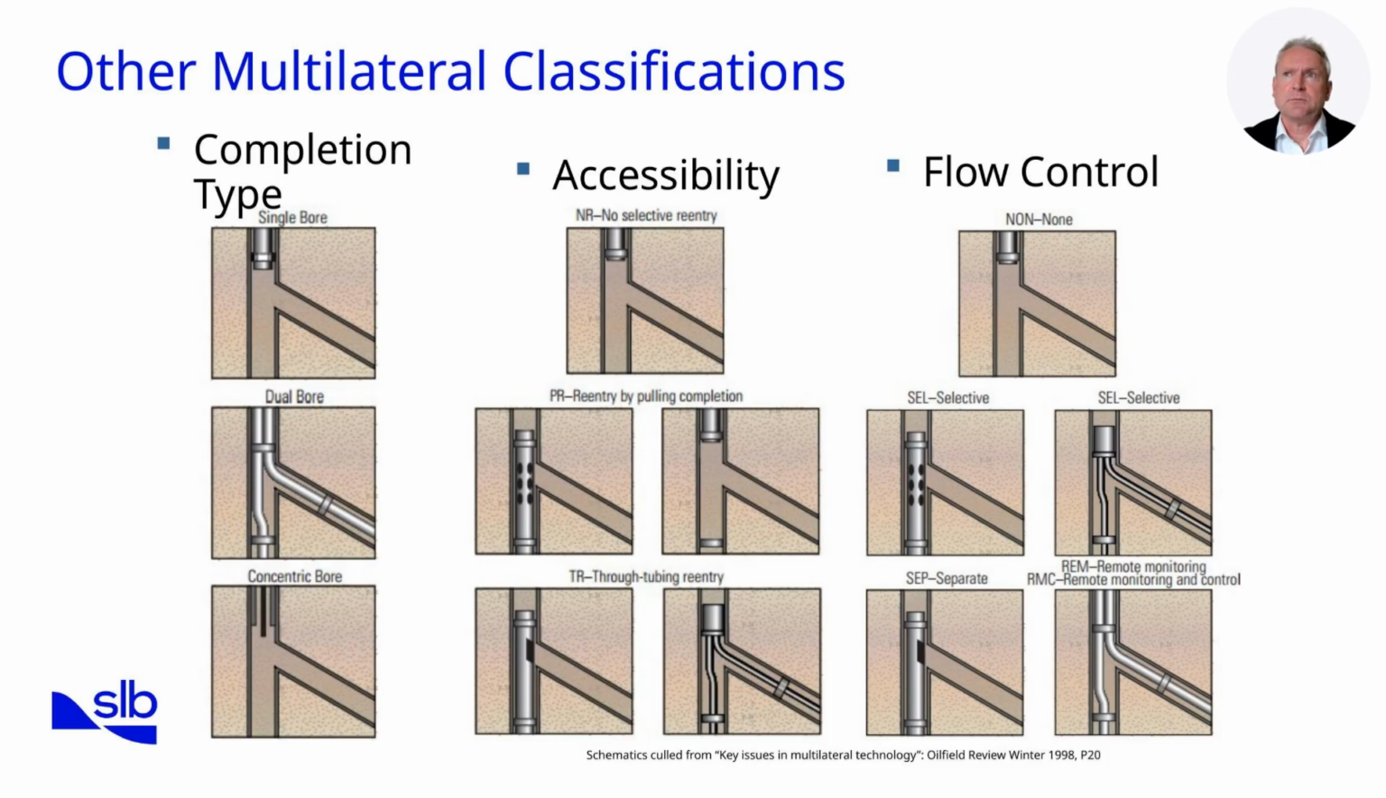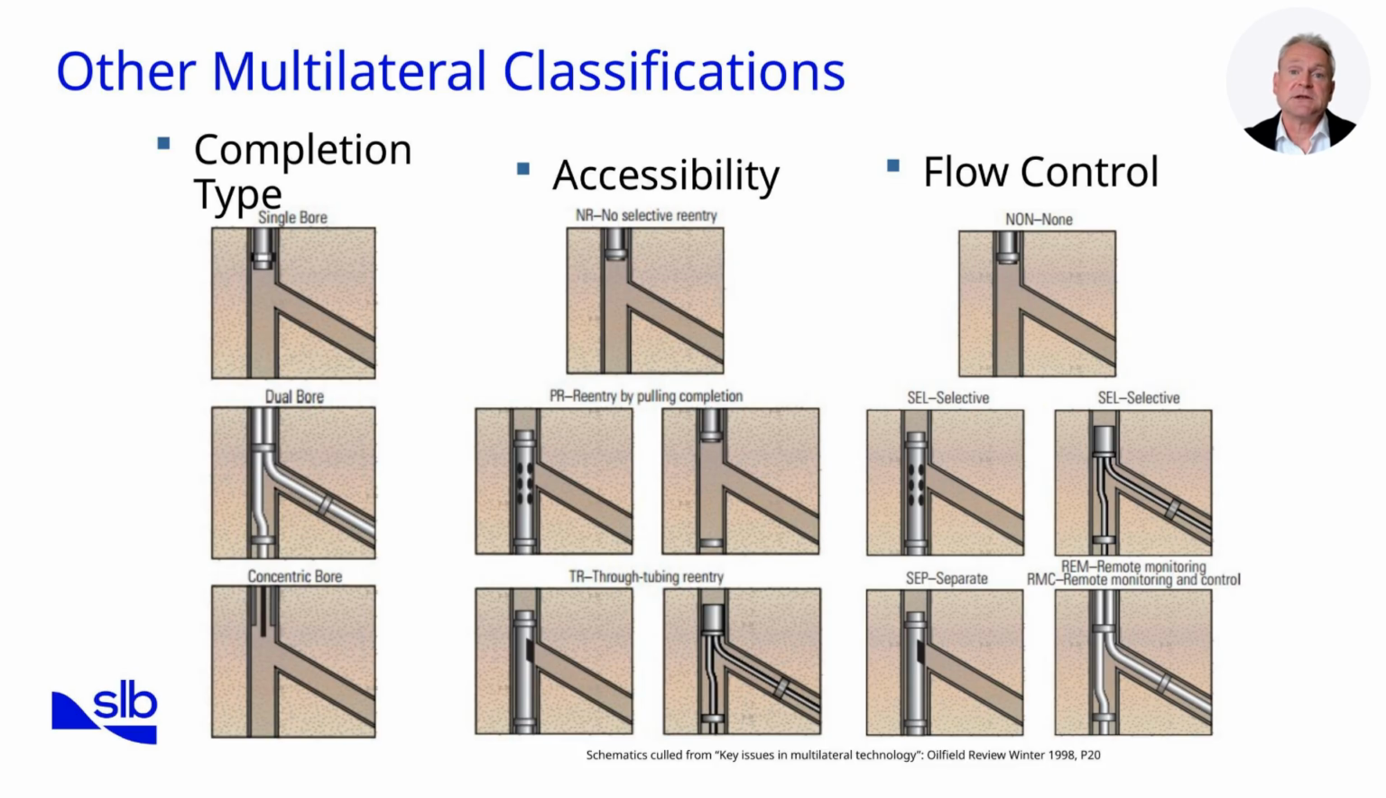A single bore completion uses one well bore to house both the main bore and lateral completion. This is the simplest but limits intervention options. A dual bore system provides independent completion strings for the main bore and lateral, allowing greater flexibility but with more hardware complexity. Concentric bore designs go further by running a smaller completion string inside a larger one, enabling both isolation and independent control within the same well.